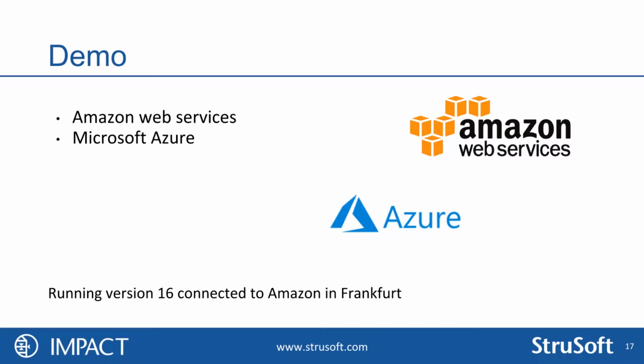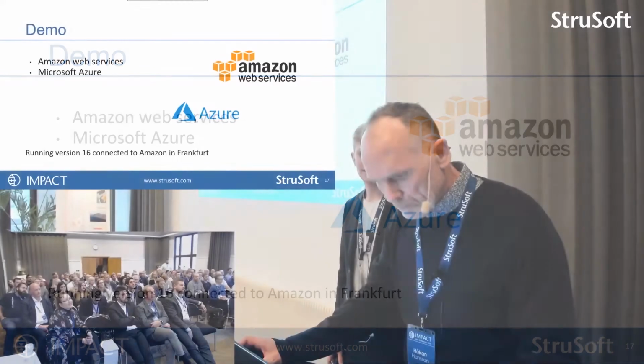One other benefit is, of course, also that you can work from anywhere, like we're about to do right now, from a conference room. So we're going to run version 16, connected to Amazon in Frankfurt. Okay. So let's switch to Impact 16.